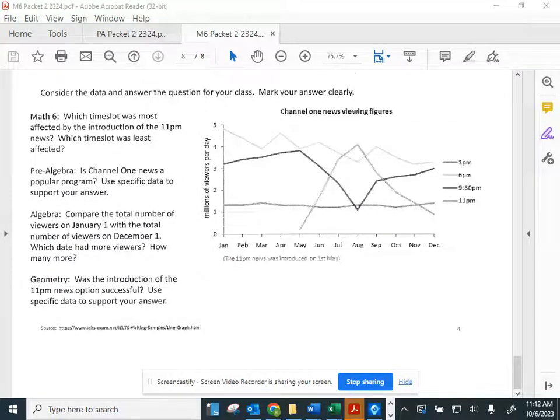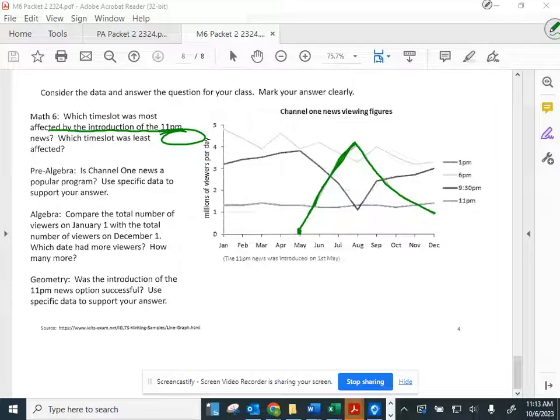Which time slot was most affected by the introduction of the 11 p.m. news? So our 11 p.m. news, I don't remember what colors these are. Yours were colored. This one is the 11 p.m. news. So it was added in May. Which of these other news times was affected the most? So as 11 p.m. viewership went up, which news dropped down? You're not going to tell me, you're going to write it. So which one was affected the most? Put it right here. Okay, which one dropped the most?